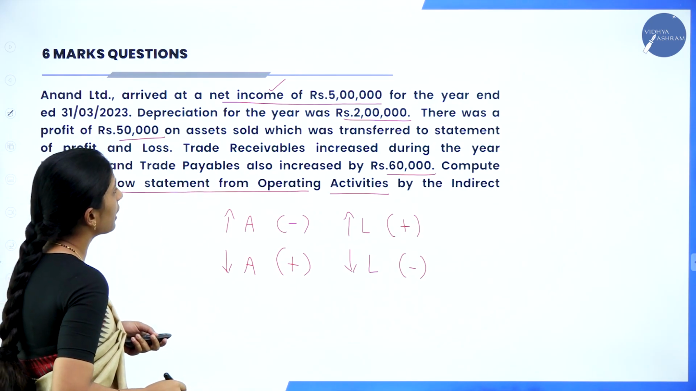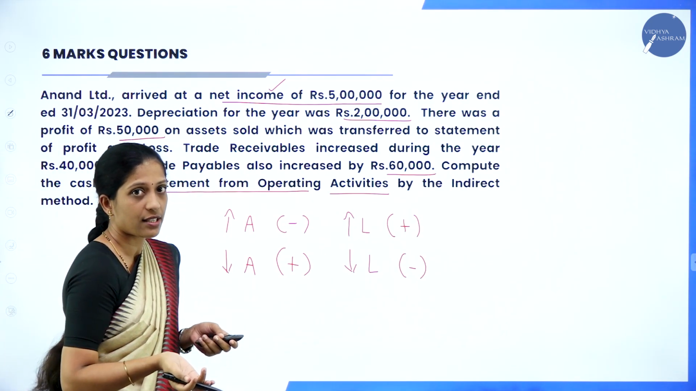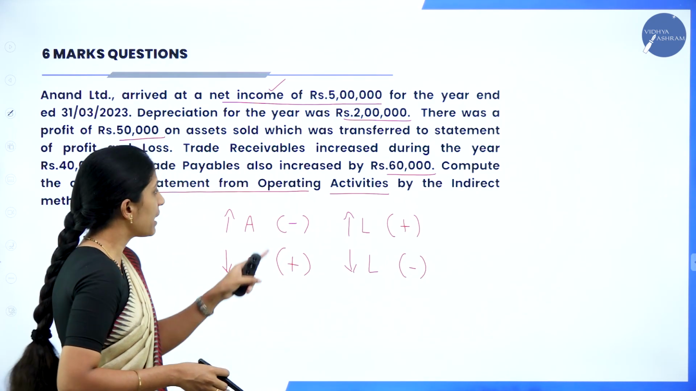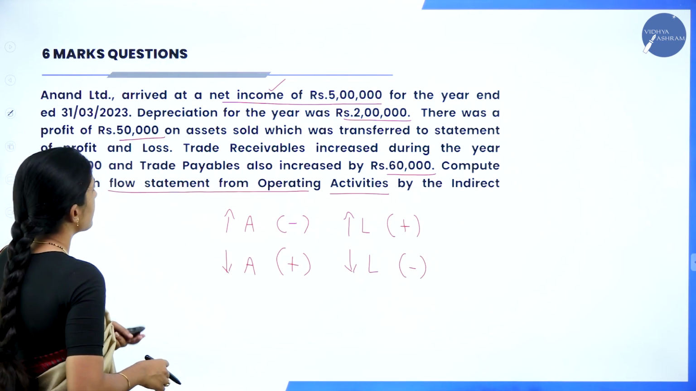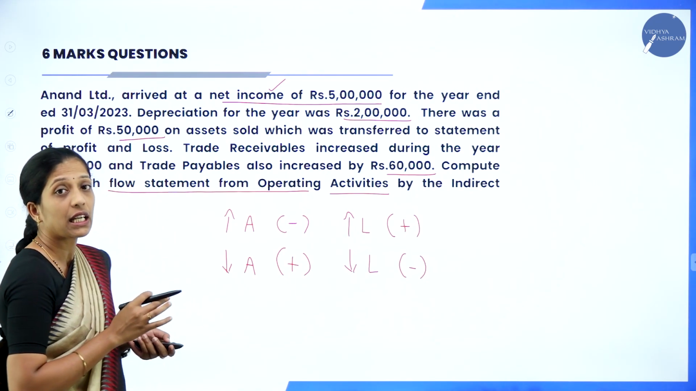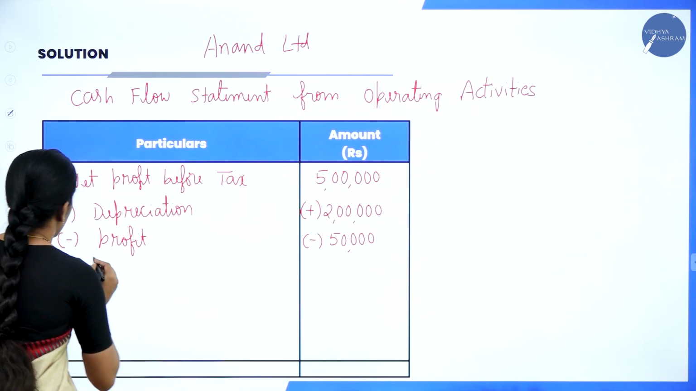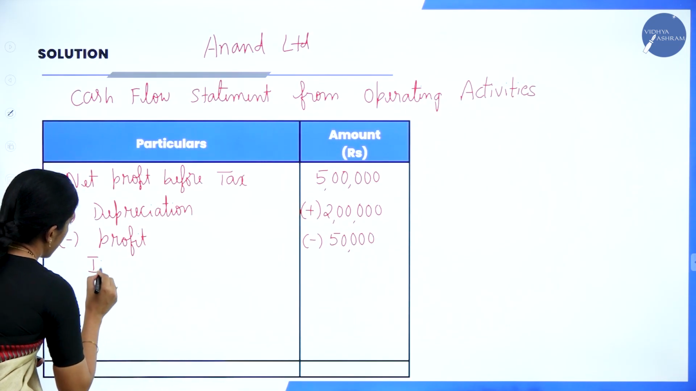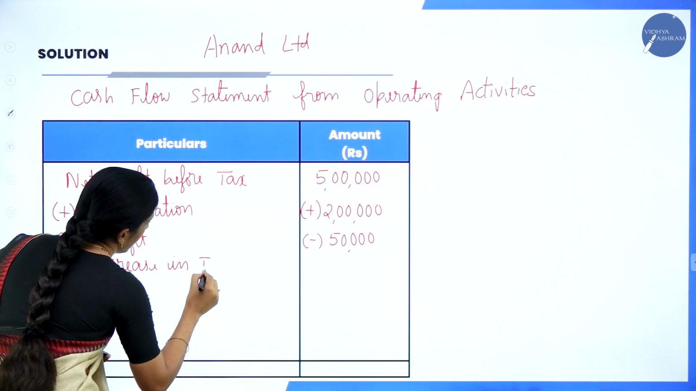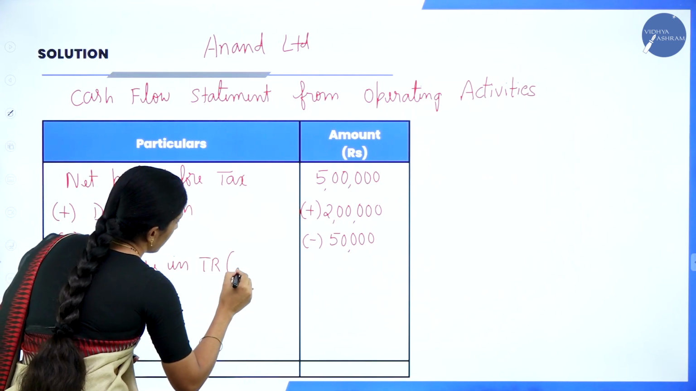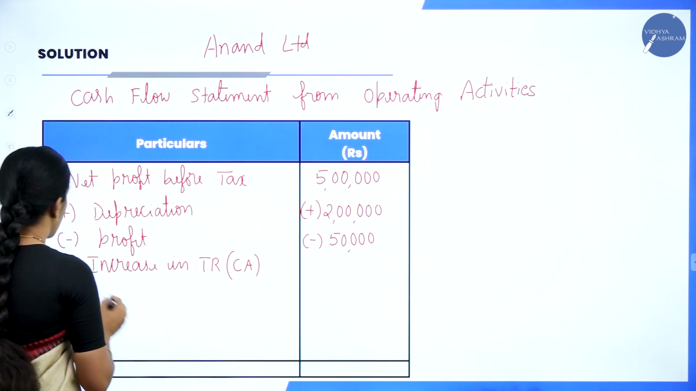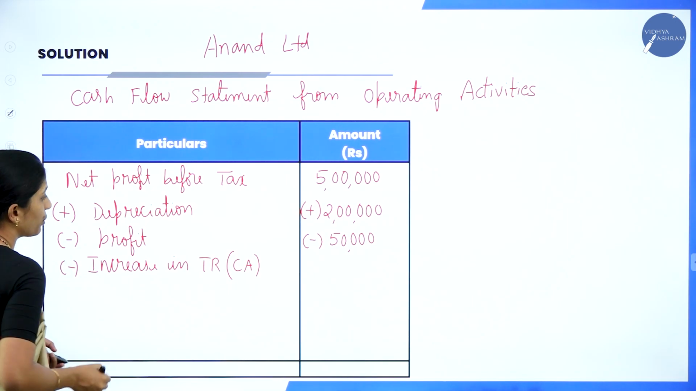Trade receivable increased. Now assets have increased. So what do we do actually when the assets have increased? We will add. But here we have to minus. So assets have increased by how much? 40,000. So how do you write? Increase in trade receivable. So this is a current asset. Increase in current asset. So when it is an increase in current asset, what do you have to do?